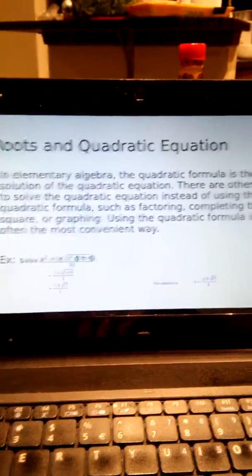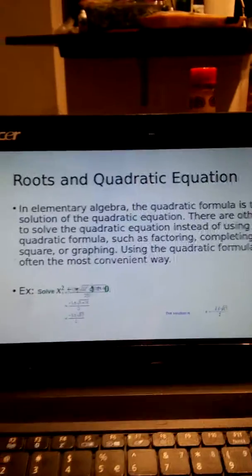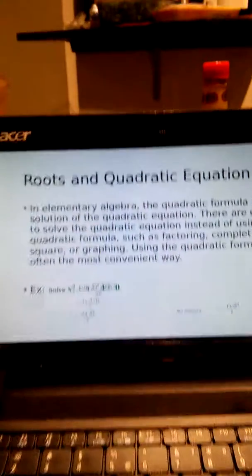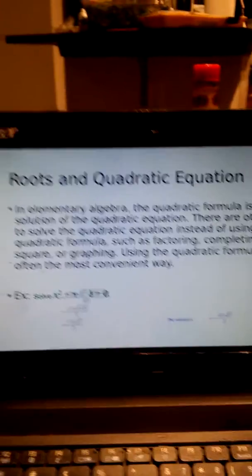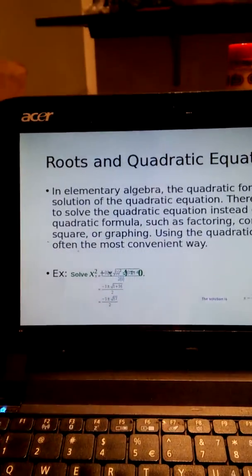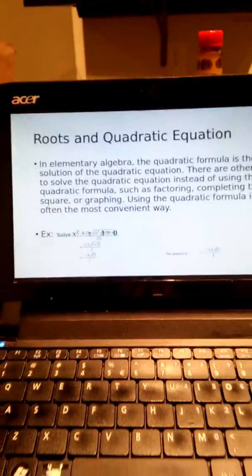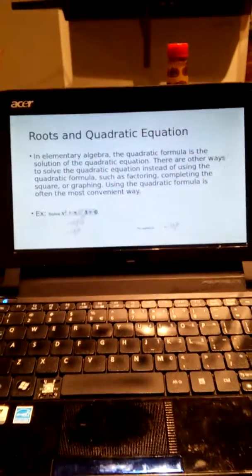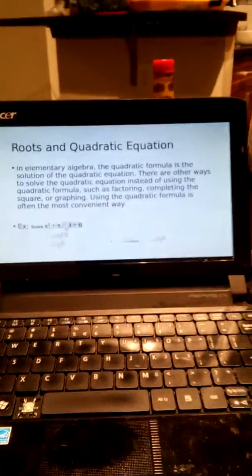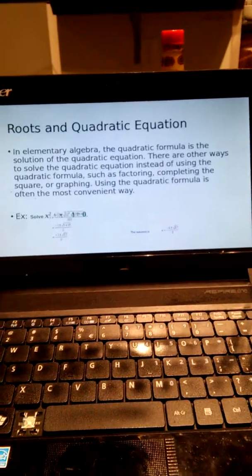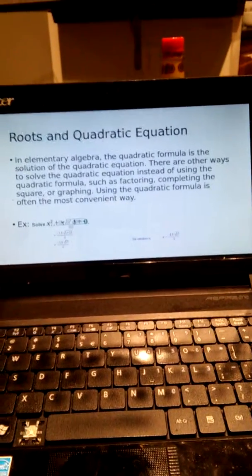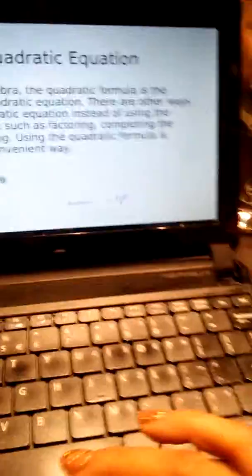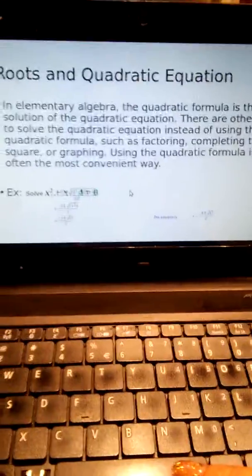Okay, so the next topic in algebra, we're going to review roots and the quadratic equation. This is a really important one, but as you can see, the definition is there. It says in elementary algebra, the quadratic formula is the solution of the quadratic equation. There's a whole lot of ways to solve the quadratic equation, but the one below for advanced mathematics is the one that you use the most, and my picture is a little blurry there.